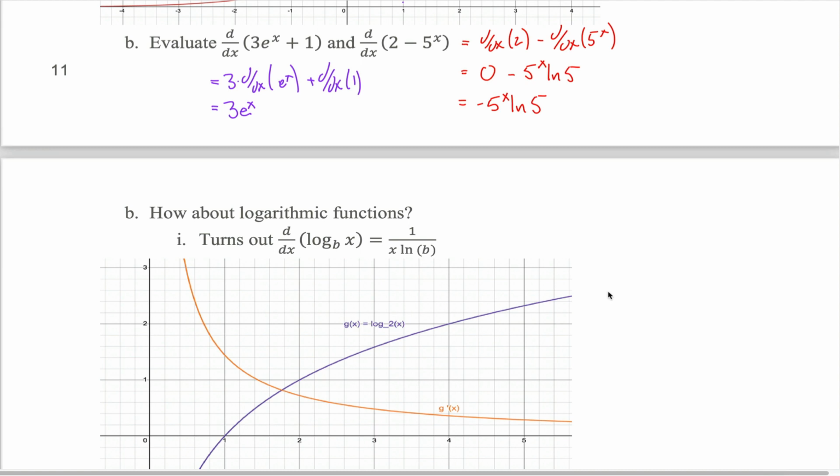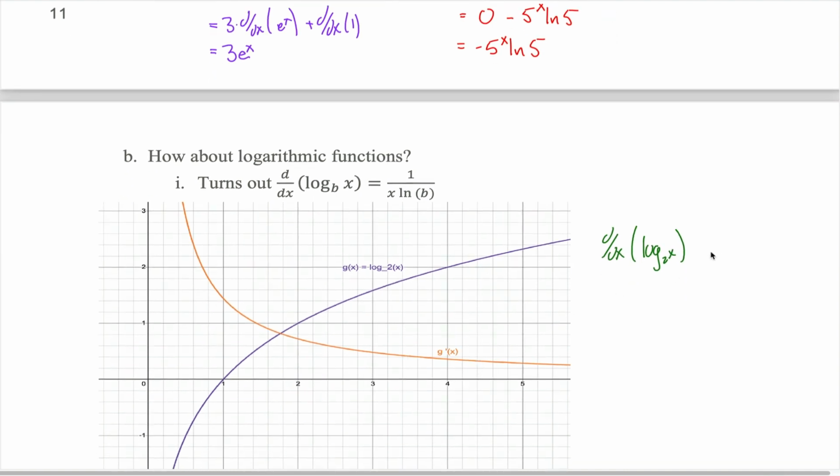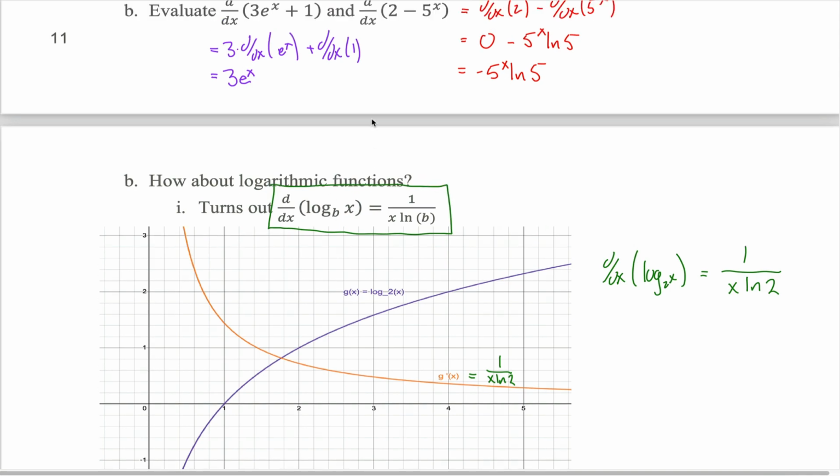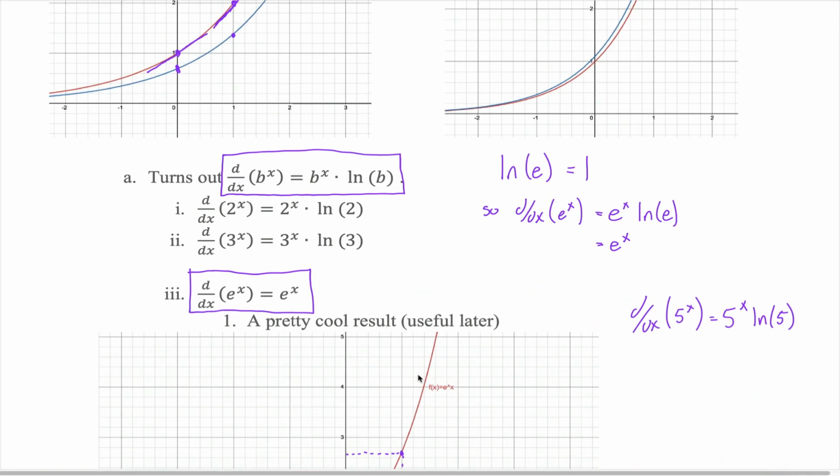If someone asks you to take the derivative of the log base 2 of x, the graph that's pictured in purple, all you have to remember is almost 1 over x. You just have to remember to multiply that by some constant. The constant is always the natural log of the base, 2 in this case. So what you see pictured in orange here is the graph of 1 over x times the natural log of 2. The rule for logarithms and the rule for exponential functions are very similar, but they're not quite the same.